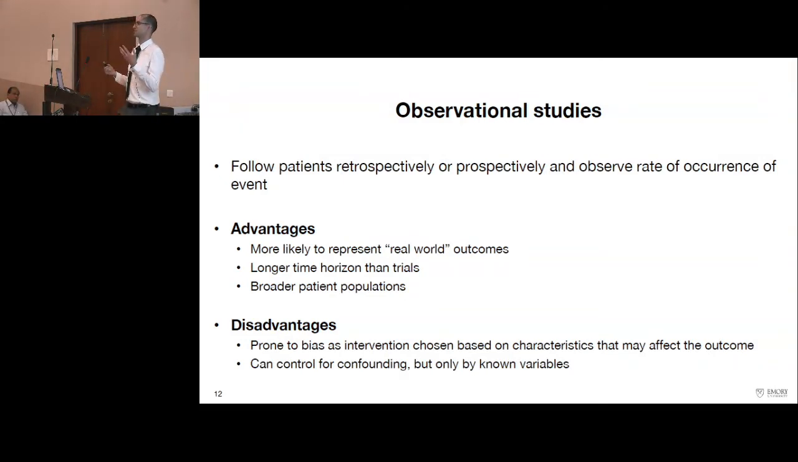Obviously, the disadvantages, it's pretty much mirrored. Confounding is a huge problem in observational studies because we just cannot control for everything, especially for things that we cannot observe or measure.